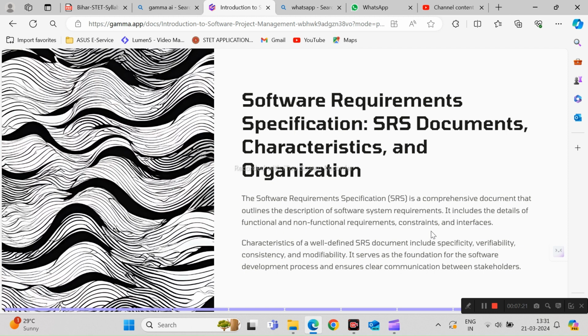Characteristics of a well-defined SRS document include specificity, verifiability, consistency, and modifiability. It serves as a foundation for the software development process and ensures clear communication between stakeholders.